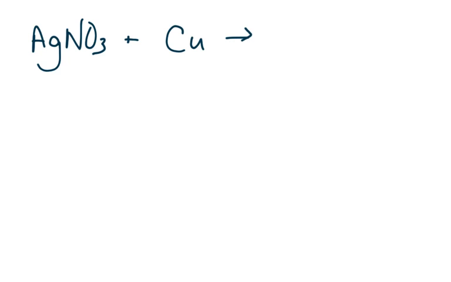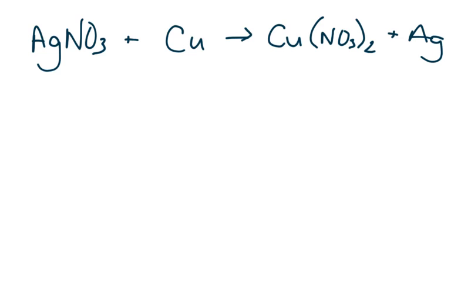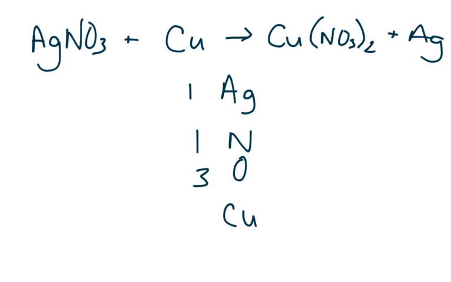Okay, let's look at something with polyatomics. AgNO3 plus copper yields copper nitrate, it's actually copper 2 nitrate, and silver. So this time when you list them, you have a choice. You can absolutely list every element separately. It'll work like a charm. 1, 1, 3, 1. Nothing wrong with that. And you can balance it that way.